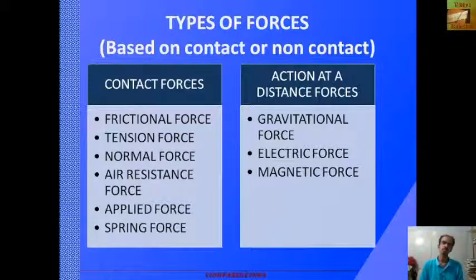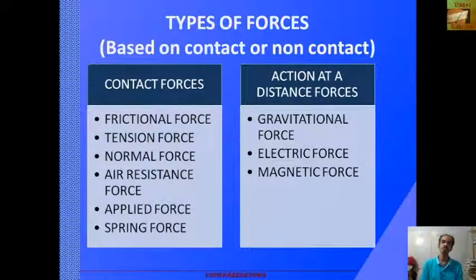Then there is air resistance force. That is, air resistance force is a special type of frictional force which is exerted by air when a body moves through air. Then there is applied force. That is the force that is applied, as seen in the previous example where we applied a force that pushed the body. Then spring force, that is the force exerted by the spring.